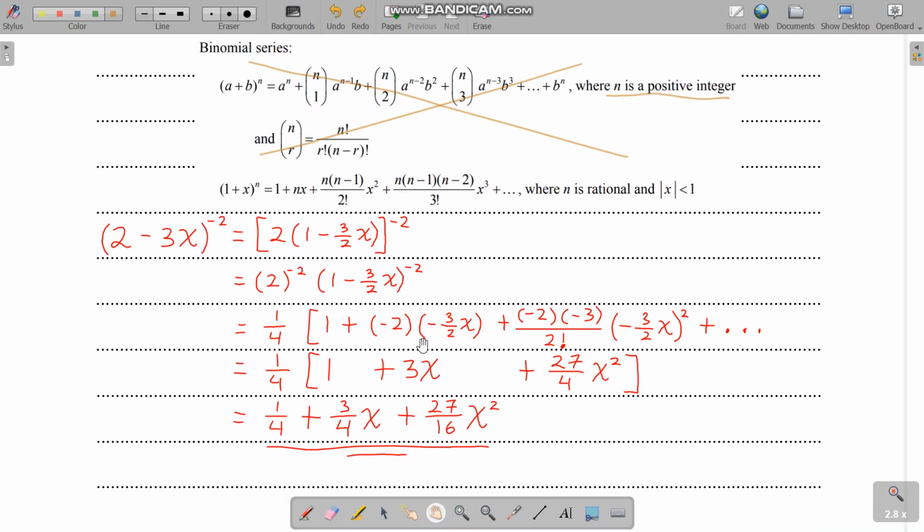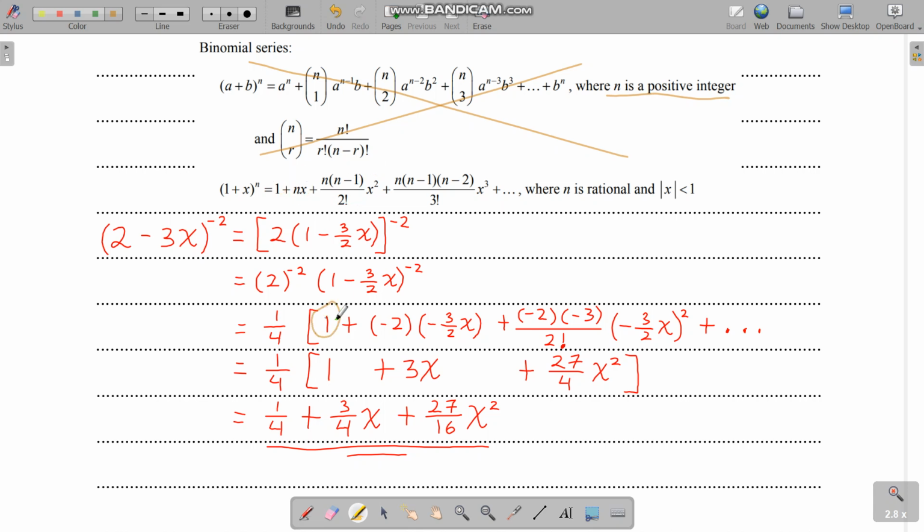So now remember that this 2 is also to the power of minus 2, so that is actually 1/4. And now we can use the binomial expansion formula because we have 1 plus or minus something. So the n in the formula here is minus 2, and the x is minus 3 over 2x, so the minus is included. And then we just follow the formula. We get 1 plus nx and so on.